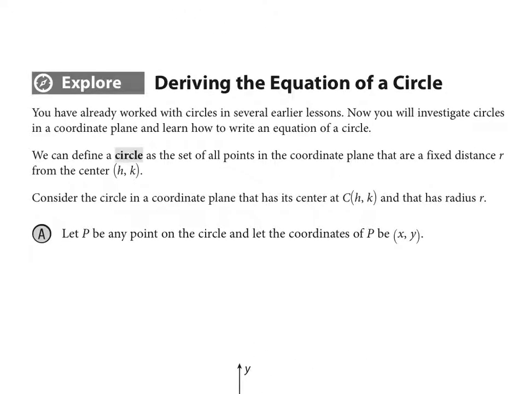All right, so the first thing we need to go ahead and write down is our definition of a circle, because that's going to be important for how we write the equation. So a circle can be defined as a set of all points that are a fixed distance from the center. So, right, if we have a certain point in the center, that fixed distance that we're talking about is the radius.